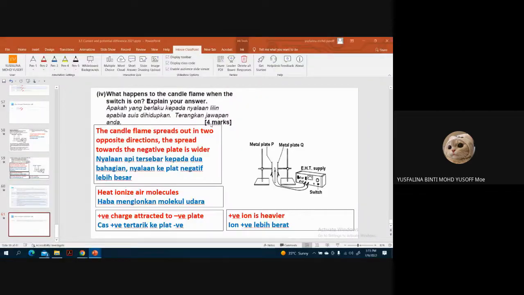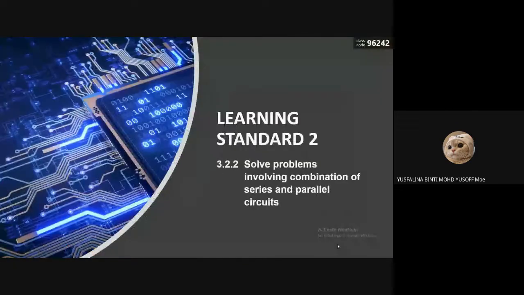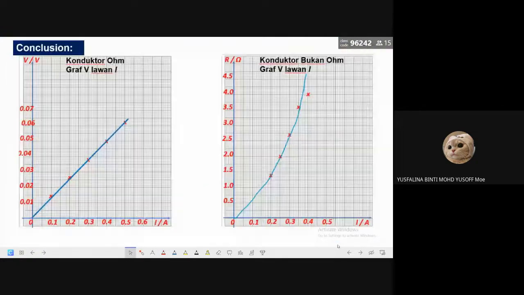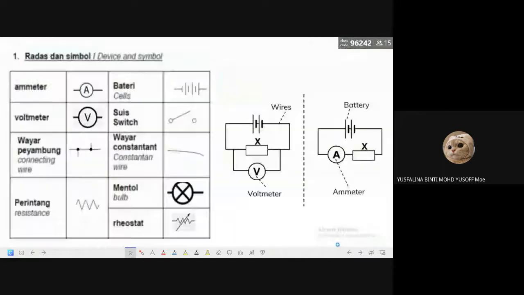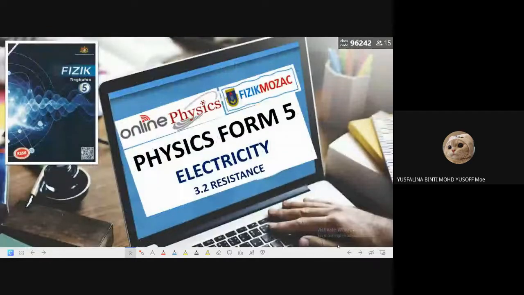All right. So we can go to the next one, 3.2. Okay, 3.2 resistance. So this one is actually something you already learned in Form 2, if I'm not mistaken, for series and parallel, Ohm's law, right? You already learned about Ohm's law, you did the experiments for Ohm's law. So this one is just like a revision. Okay, so like a revision.